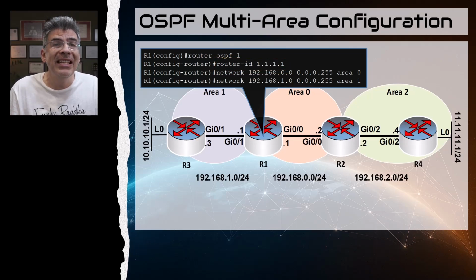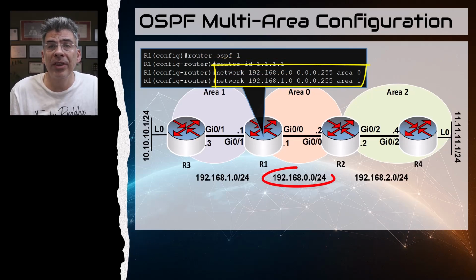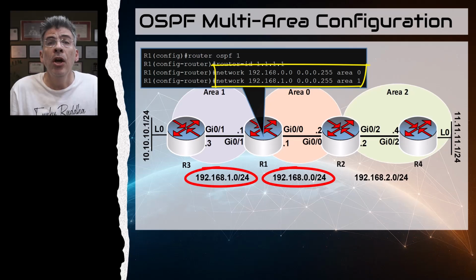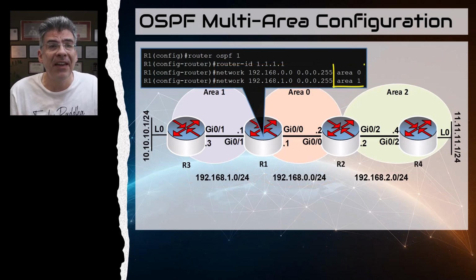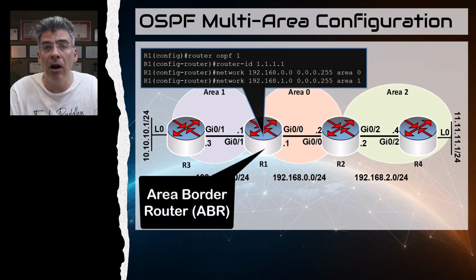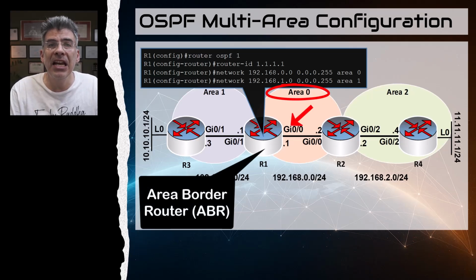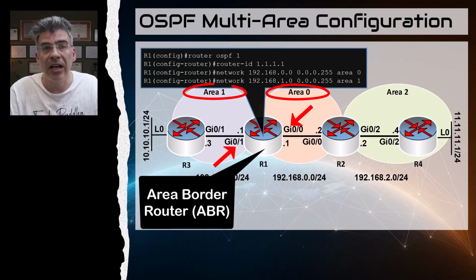Then we issue these commands here, one for this network and one for this network. We also specify which OSPF area each one belongs to. This configuration, by definition, makes R1 an ABR because the network on this interface is in Area 0 and the network on this interface is in Area 1.